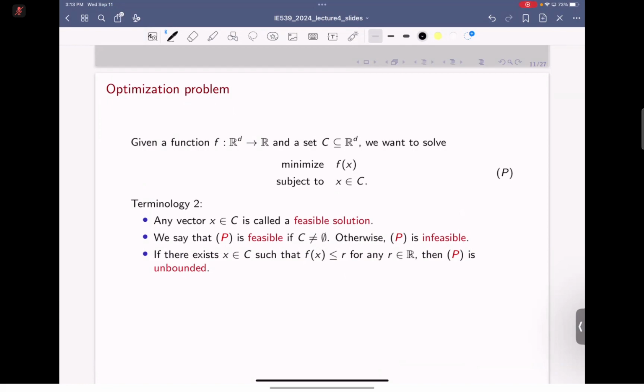We are trying to minimize the function value, but depending on your set C, you might be able to decrease the value as much as you want, which means that the value can go to minus infinity. Then you say that the problem is unbounded. In many practical scenarios, you don't get to observe an unbounded problem, but you can theoretically build an unbounded optimization problem.